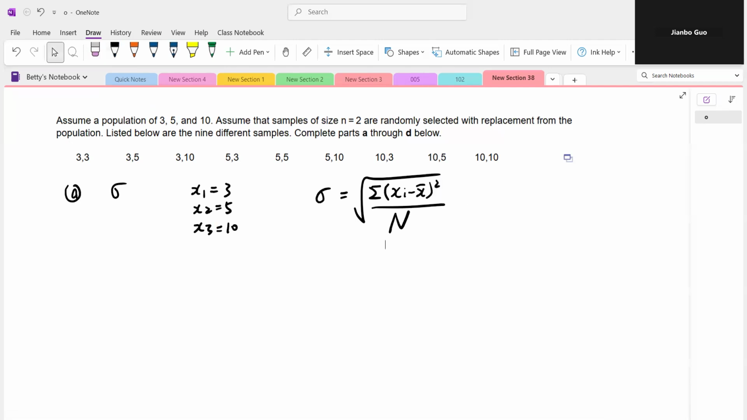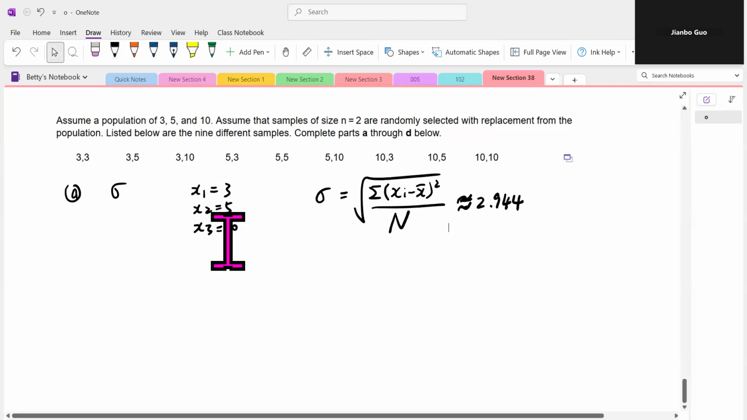The value we got is around 2.944. You can use the TI-84 calculator for sure. You put 3, 5, 10 in list 1 and then use one-variable stats to find the sigma sub x. All right. So for the first part, we find the population standard deviation for this population.